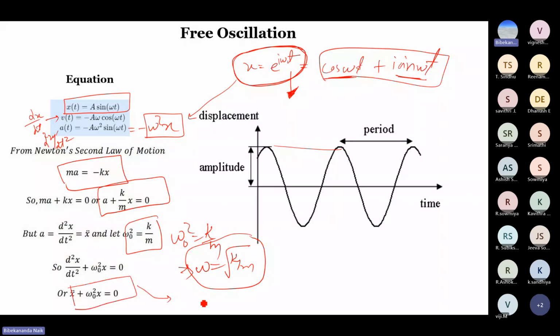The solution of this equation is x equal to a sin omega t, or a cos omega t, or a e to the power i omega t. Also, since the oscillation is free, the amplitude remains constant, and the time period is also constant, because the time period here is equal to the time between these two intervals.